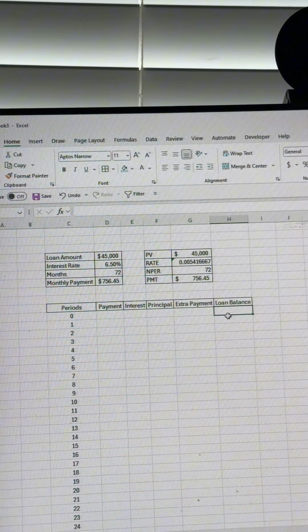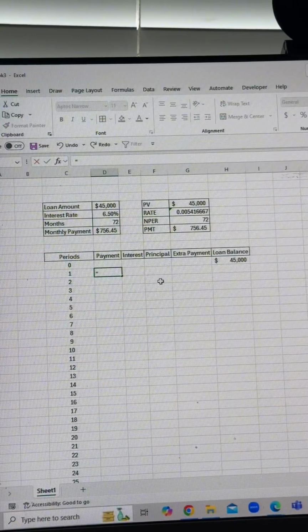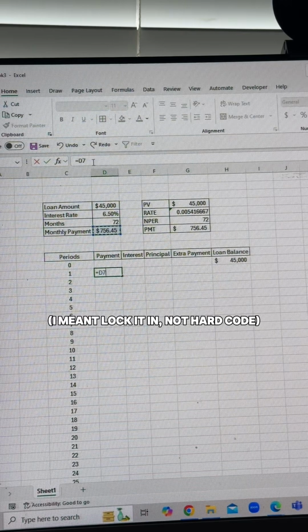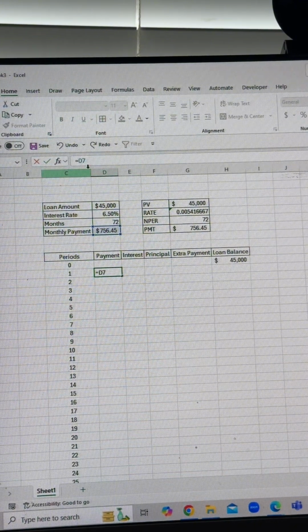Now that we have the periods laid out, we're going to skip all of these middle cells here, and for the loan balance, we're just going to make it equal that $45,000. For the payment, you're going to press equals, and you're going to make it equal your monthly payment. And you do want to hard code it, so right now it's not hard coded because it doesn't have any of the locking symbols, which is the dollar signs. So you can hard code it by pressing F4 on your keyboard, or you can just write out the dollar signs yourself. So $D means it locks column D, and then $7 means it locks the cell row 7.